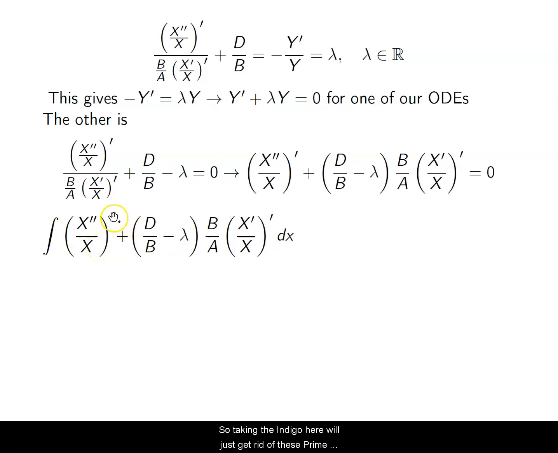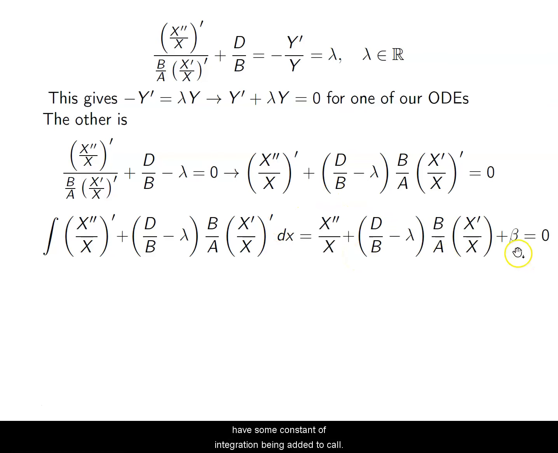So taking the integral here, we'll just get rid of these prime terms, not the terms, but the prime notations, and then I'll have some constant of integration being added, which we will call beta. This equals 0, so taking the integral of 0 will still be 0, right? So I'm still working with a function, taking its integral, adding that constant of integration.